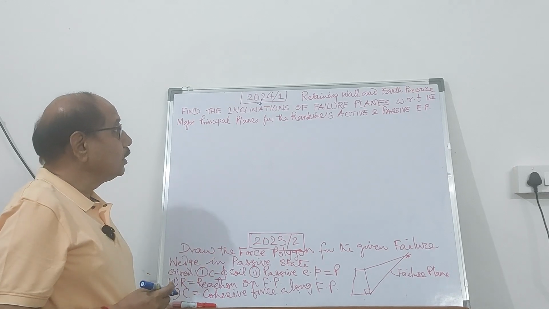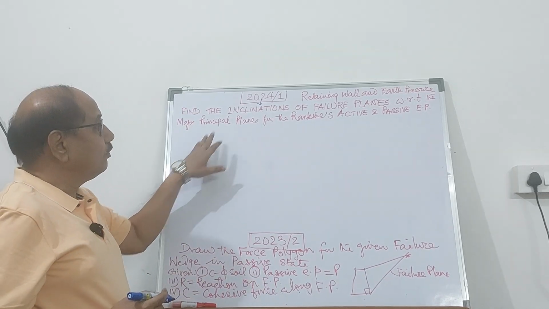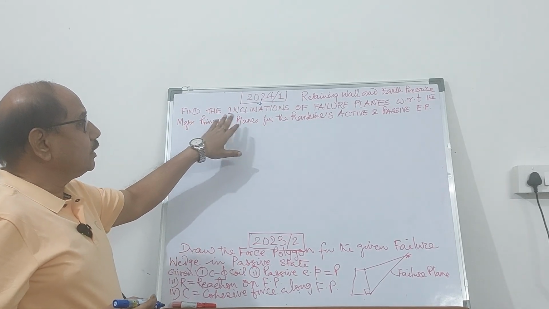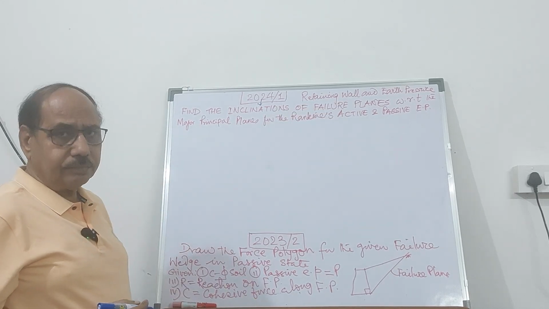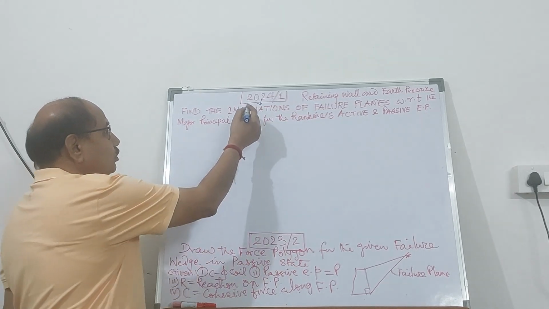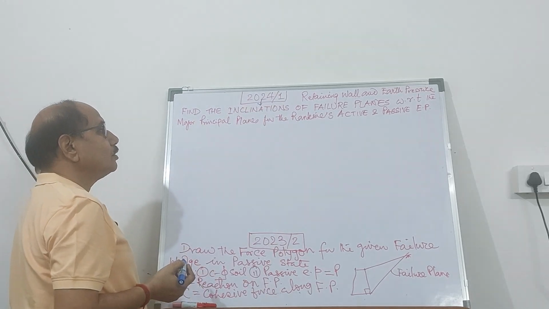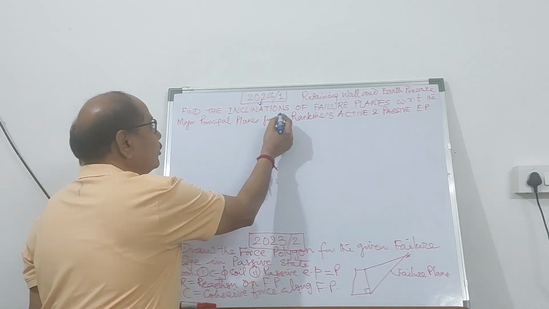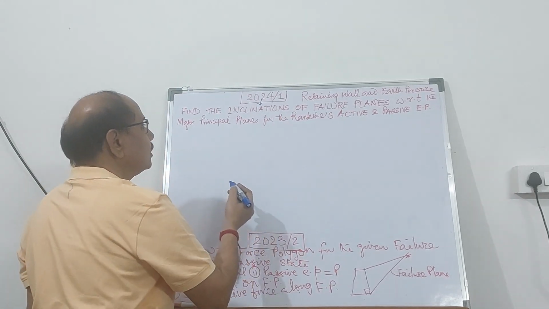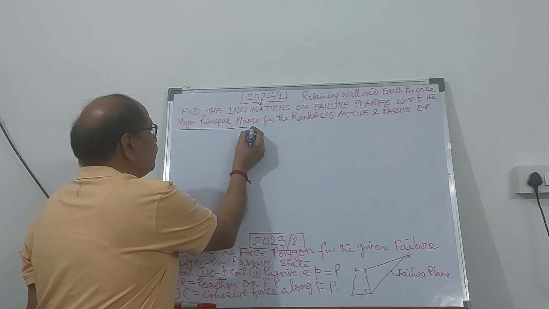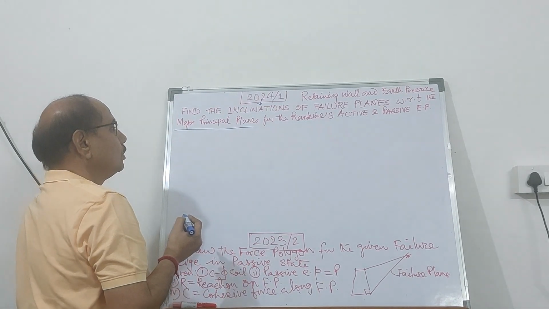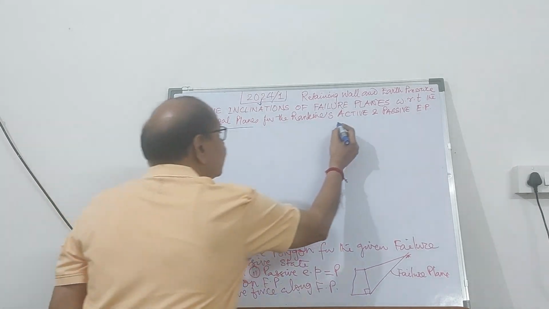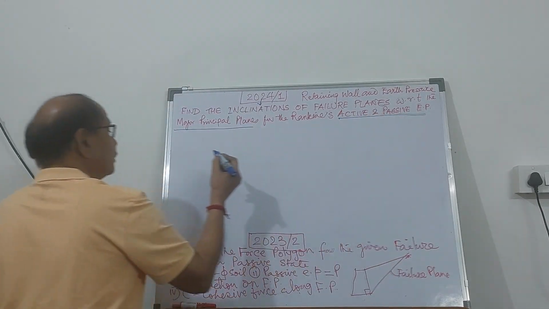Hello friends, in this video we will solve GATE problems related to retaining wall and earth pressure. So there is a 2024 Set 1 problem. The problem is like this: find the inclinations of the failure planes with respect to major principal planes for the Rankine's active and passive earth pressure.